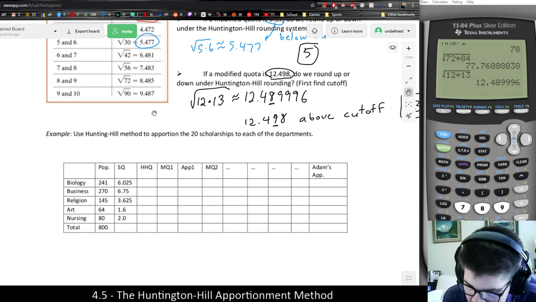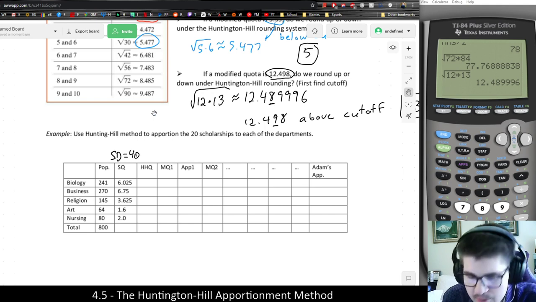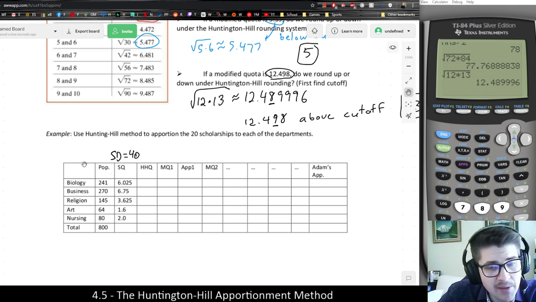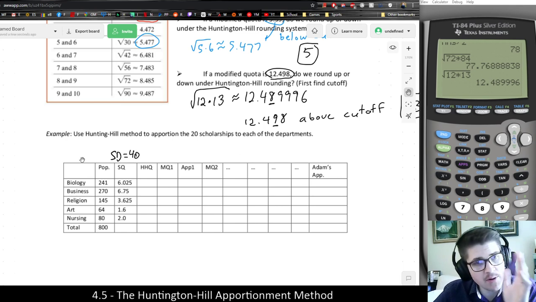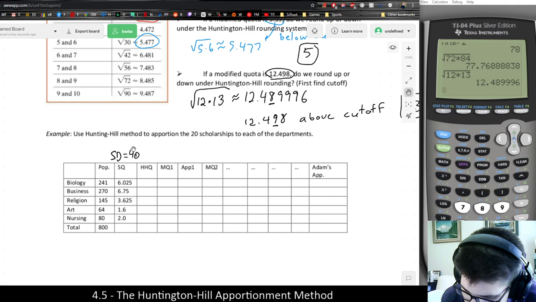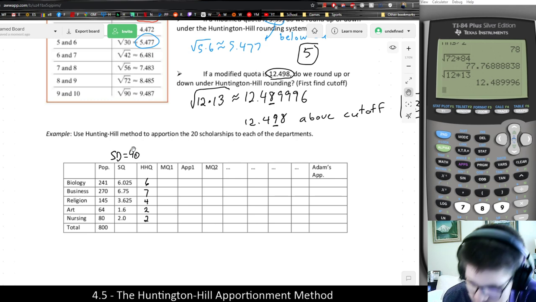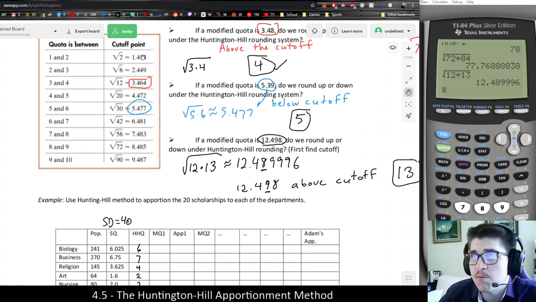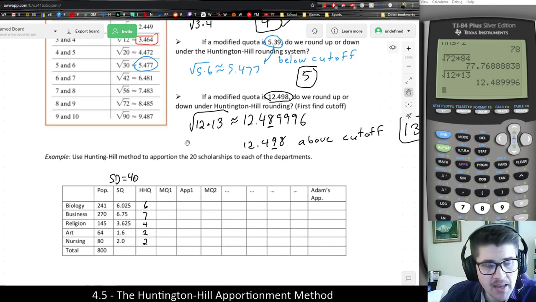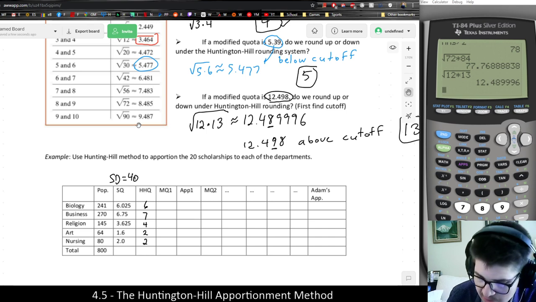But anyways, when we're using the standard divisor of 40, if we were to round this by Huntington Hill, basically how I remember it is if it's bigger than 0.5, it's always going to be up. If it's beneath 0.4, it's always down. And if it's somewhere in between 0.4 and 0.5, then I have to check really carefully. But notice in most cases, it's not going to be that fine of a level of detail. Like 6.025 will round down, 6.75 will round up, 3.65 will round up, 1.6 will round up, and 2 is already round. Mainly because if I check these cutoff points, each one of these is above those cutoff points. And basically, it has no difference from conventional rounding.